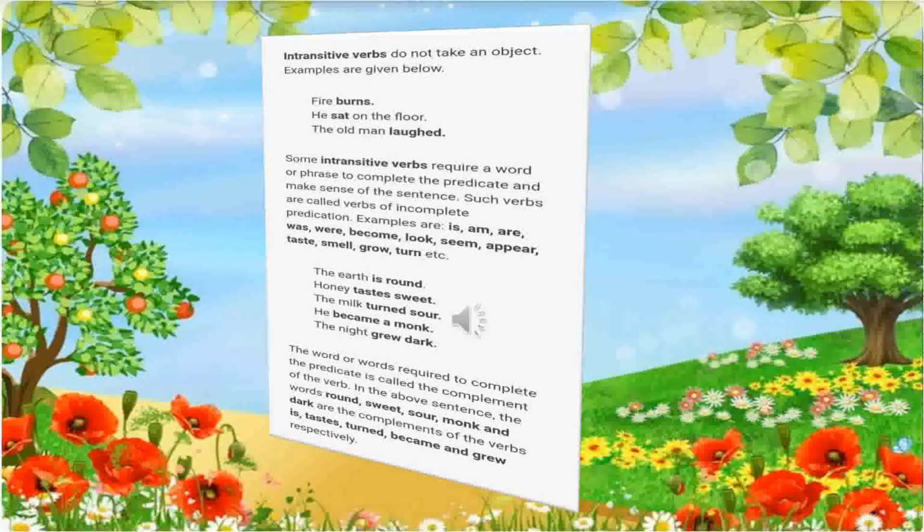Such words here, round, sweet, sour, monk, dark, etc., are generally termed as complements. Complements means the words that are used to make the incomplete predication, or make the intransitive verb, a meaningful sentence.